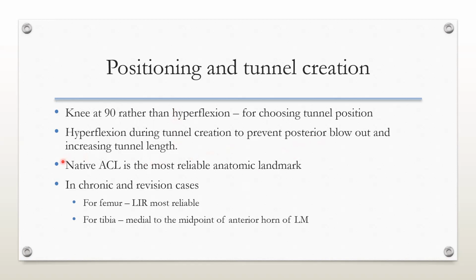So there's no substitute to the remnants of the native ACL as the reliable anatomical landmark. However, that may not always be the case, in chronic and revision cases where the remnants are not available. The most reliable landmark that can be used for the femur would be the lateral intercondylar ridge, and for the tibia would be a point medial to the midpoint of the anterior horn of the lateral meniscus.